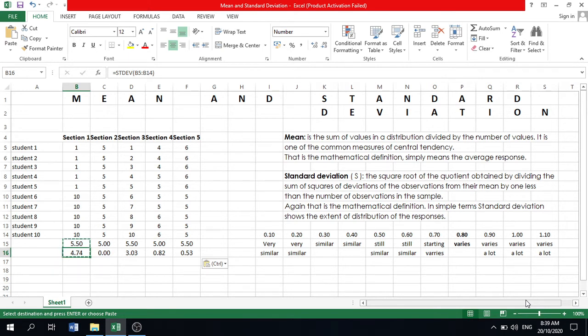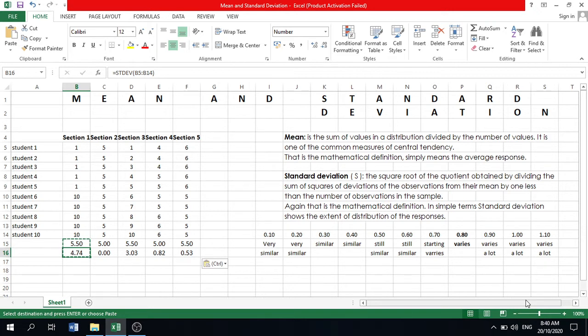Mean is the sum of values in a distribution divided by the number of values. It is one of the most common measures of central tendency. That's the mathematical definition, but basically, mean simply means the average response or score.